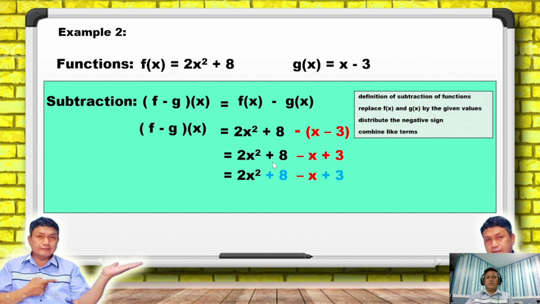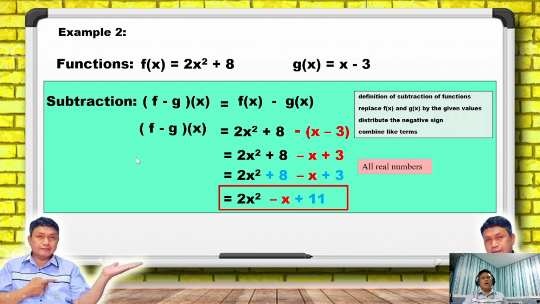So, since walang katulad ang 2x squared at saka ang negative x, sila yung muna natin isusulat. Ano? So, we have 2x squared minus x and we have 8 plus 3. So, the answer is 11. And this is now the answer for, okay, example number 2, which is subtraction of function. By the way, class, the domain in this example is also all real numbers.